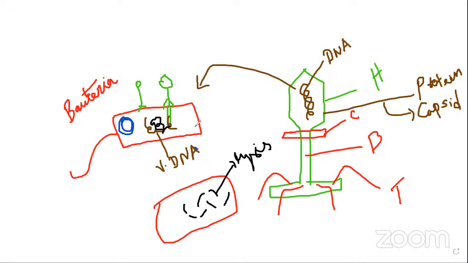This is a bacteria. Bacteria is affected by the bacteriophage. The bacteria are already on our board, and the bacteriophage is also already known. Inside the bacteria, there is an extra chromosomal body present in it, that is called a plasmid. This is considered as a plasmid.